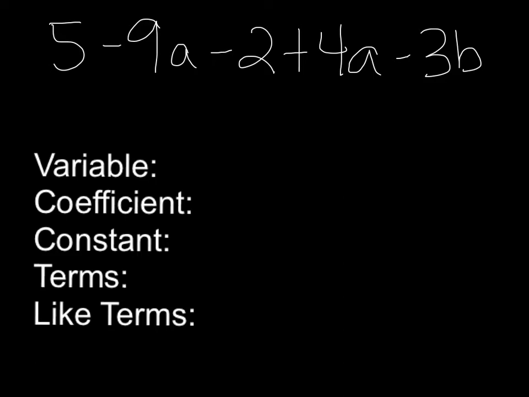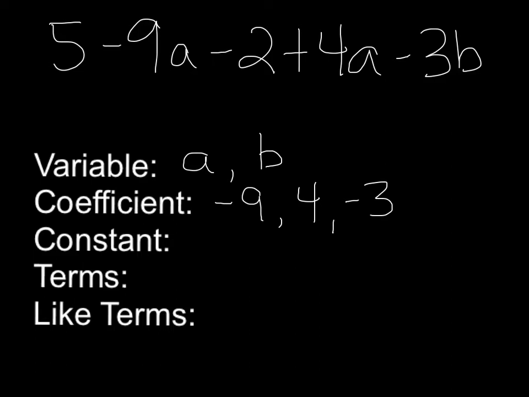So we're going to go through and identify the variables. The variables in this case are a and b. The coefficients, those are the numbers that are in front of the variables. So they're the variable's partner, and in this case, -9 is a coefficient of a, 4 is a coefficient of a, and -3 is a coefficient of b.